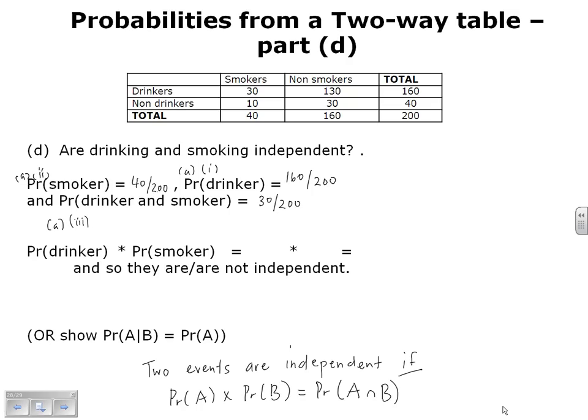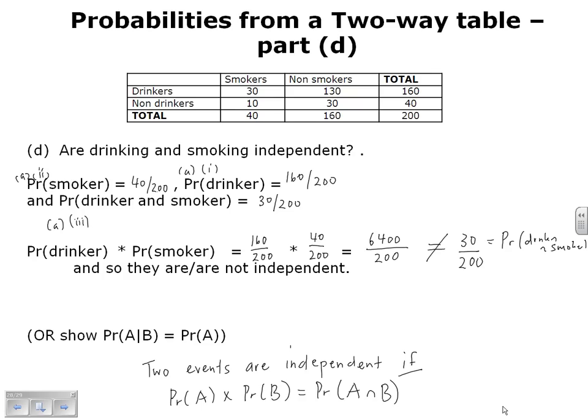So, looking at our rule for independence, first of all on the left-hand side we have the probability of a drinker times the probability of a smoker, equal to the probability of the intersection. Probability of a drinker, 160 out of 200, multiplied by the probability of a smoker of 40 out of 200. What does this equal? This is equal to 6,400 divided by 200, which evidently is not the same as our intersection of 30 divided by 200. So probability of a drinker times probability of a smoker is not equal to the probability of the intersection.